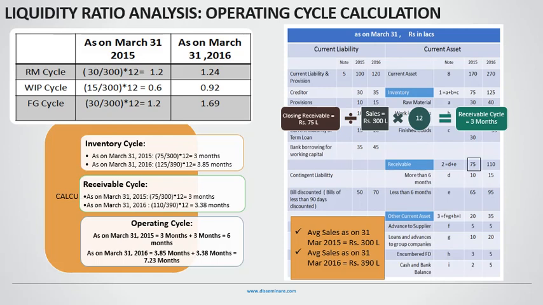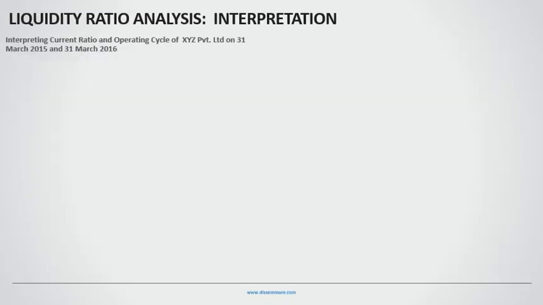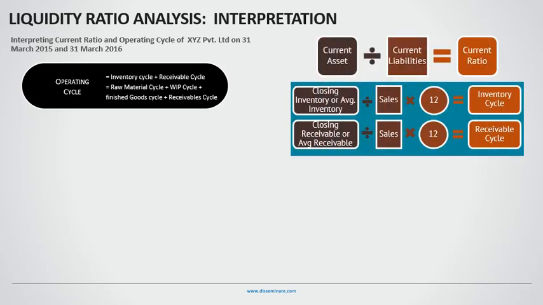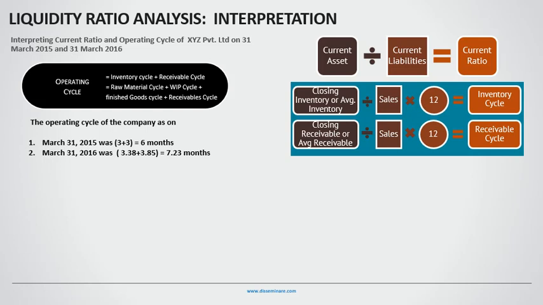We shall now look at interpreting the current ratio and operating cycle of XYZ Private Limited on the 31st of March 2015 and the 31st of March 2016. The operating cycle of the company as on March 31st, 2015 was 3 months of inventory cycle plus 3 months of receivable cycle equals 6 months. March 31st, 2016 was equals 3.38 months of inventory cycle plus 3.85 months of receivable cycle equals 7.23 months.